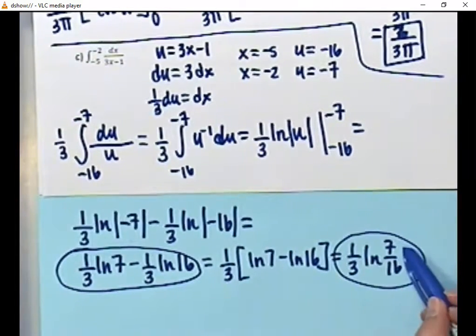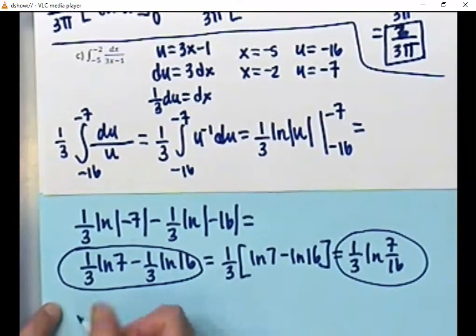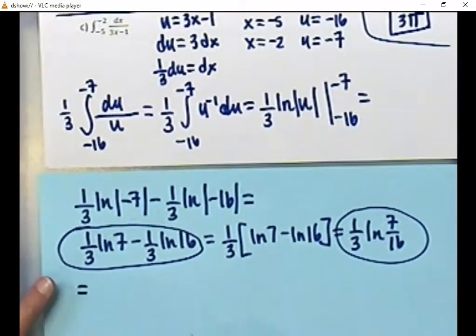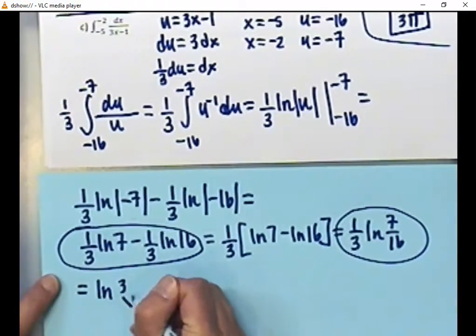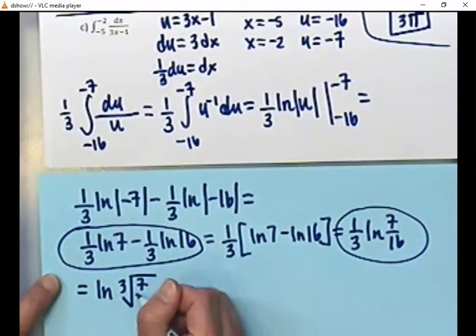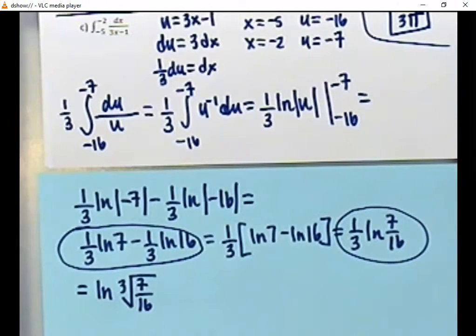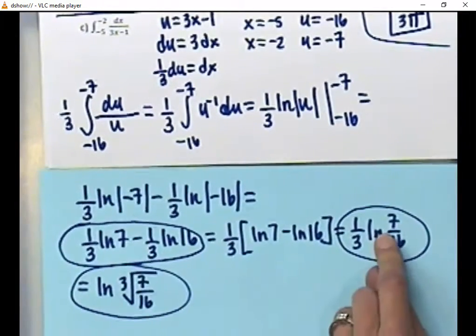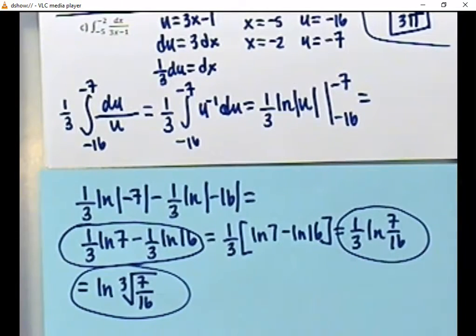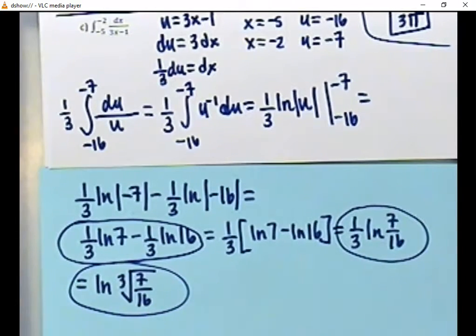You can make it an exponent. And what's a 1/3 exponent? Cube root. That's right. So another form of this would be natural log of the cube root of 7/16. So, I mean, there's multiple forms of the right answer here. And for me, there's not one that's better than the other. Sometimes combining into one expression is nice, but really all three of those would be correct.